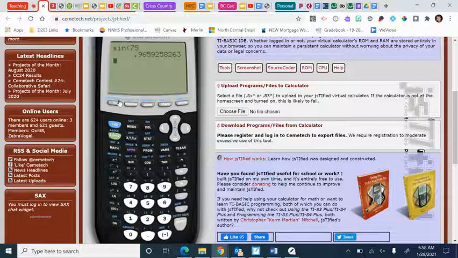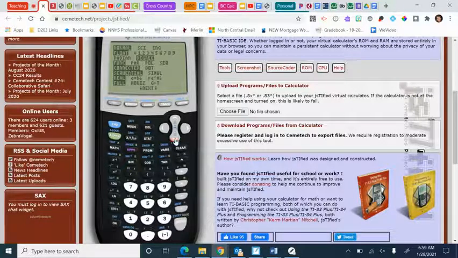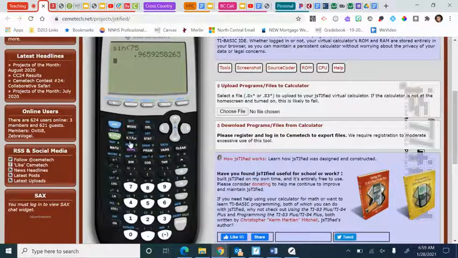Now, if I look at problem 2, it says cosine of 10, and 10 doesn't have the degree symbol, so it's referring to 10 as radians. So I'm going to switch back to radians, and then when I hit cosine of 10, that's going to give me negative 0.839. Again, that's 10 radians, not 10 degrees.